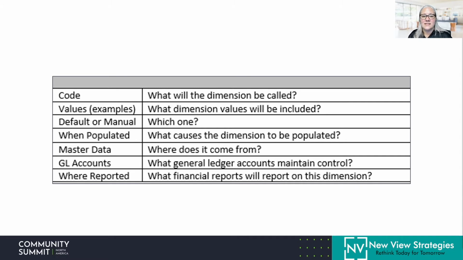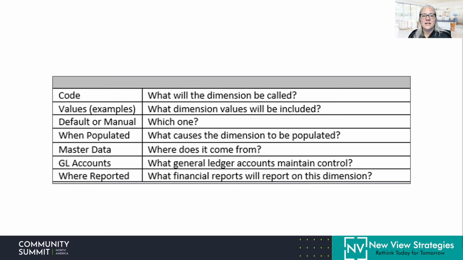And I also want to say what is going to cause that dimension to be populated. If it's something that's populated by default, the thing that might cause the dimension to be populated is the creation of a sales order. So if I had a default dimension related to a customer, I could say when the sales order is created, the customer will be populated to the sales order. Okay, for an example, for a manual dimension, when the accounts payable invoice is entered, the clerk needs to enter the proper code for the department.